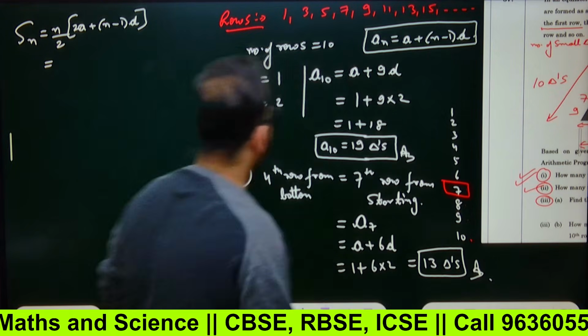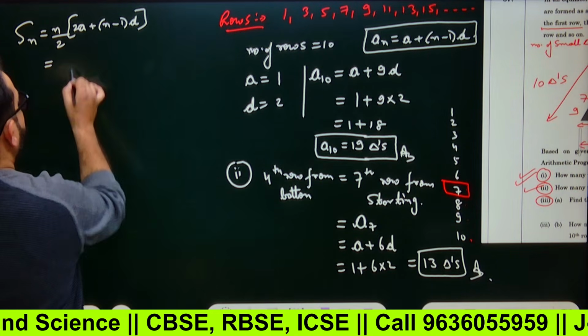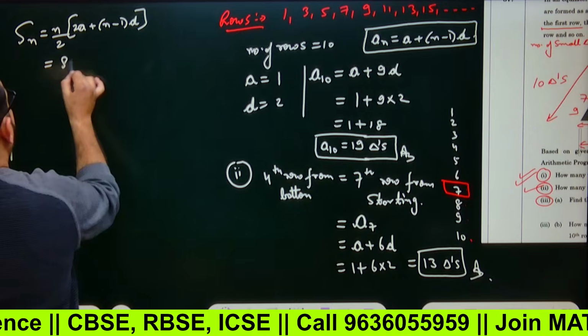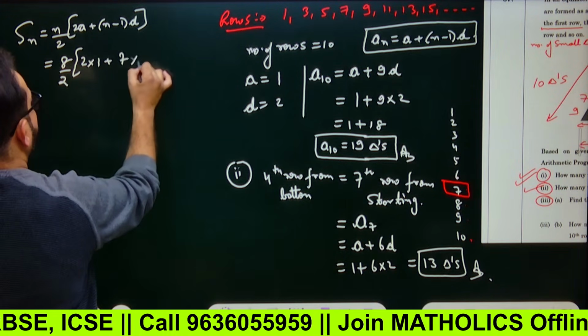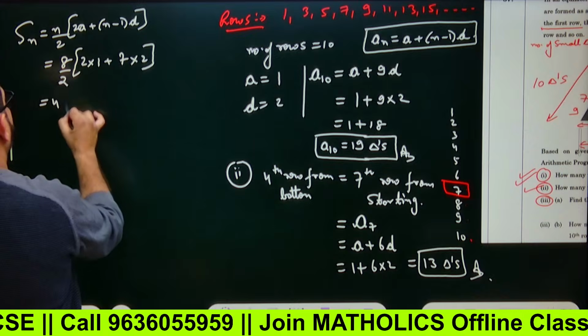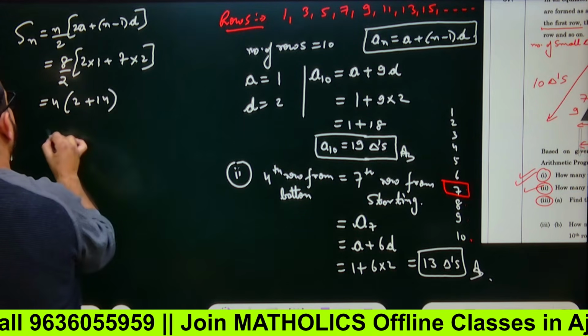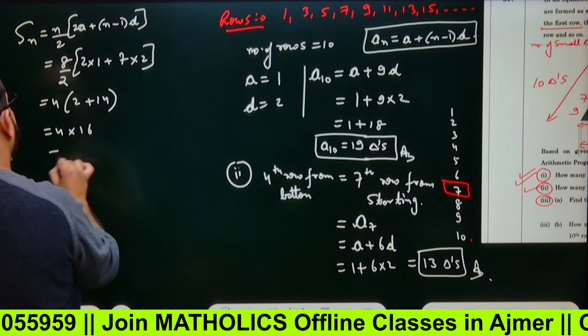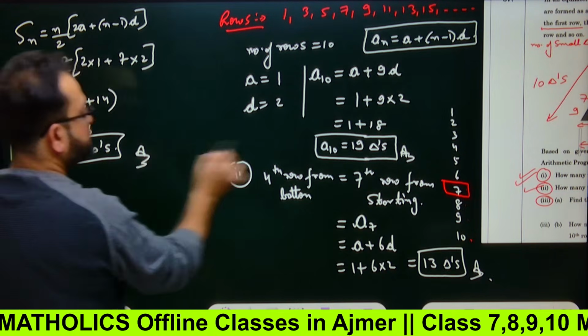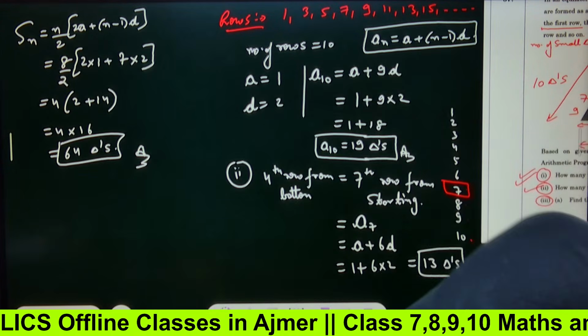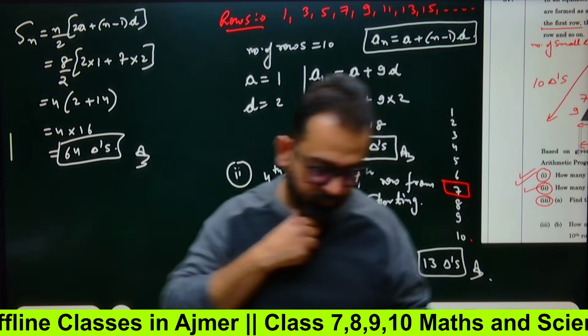S8. That means 8 by 2. 8 by 2, 2a means 2 into 1, plus 8 minus 1, 7 into 2. So it will be 4 into 2 plus 14. That means 4 into 16. That means 64 triangles. Copy this. Then we will be solving the last part of this. Copy this.